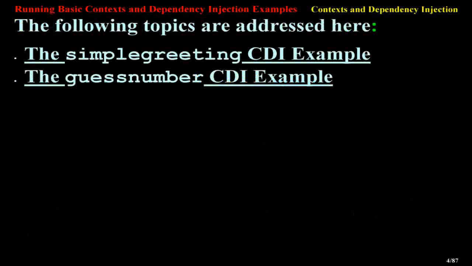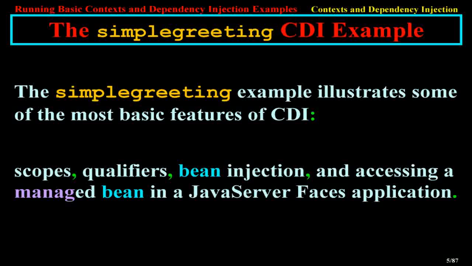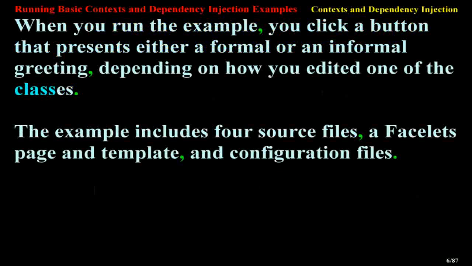The following topics are addressed here: the simplegreeting CDI example, and the guessnumber CDI example. The simplegreeting example illustrates some of the most basic features of CDI: scopes, qualifiers, bean injection, and accessing a managed bean in a JavaServer Faces application. When you run the example, you click a button that presents either a formal or an informal greeting, depending on how you edited one of the classes. The example includes 4 source files, a facelets page and template, and configuration files.